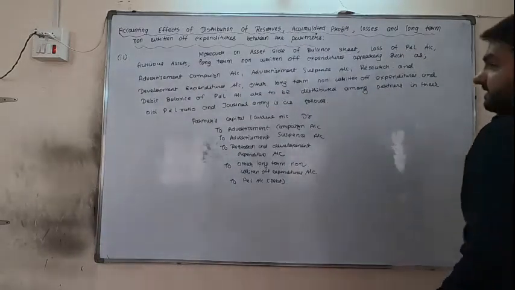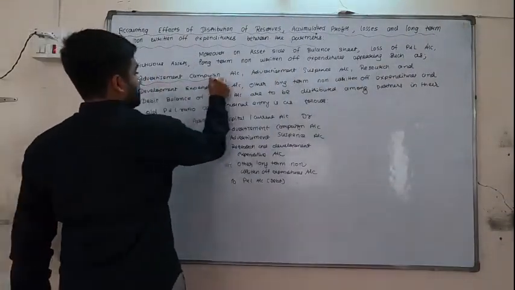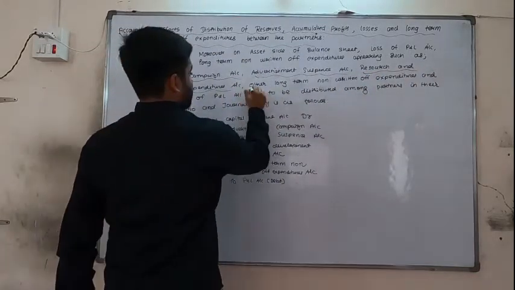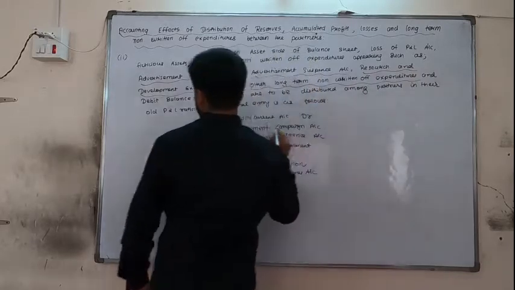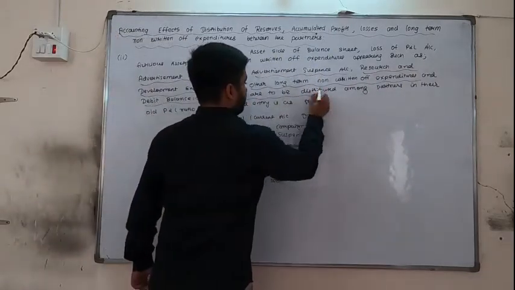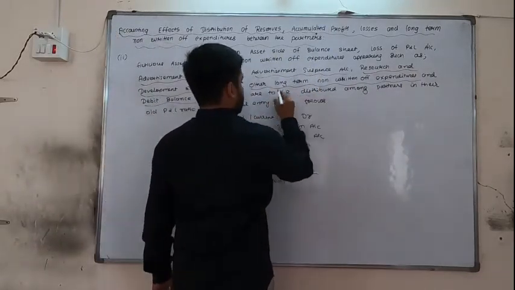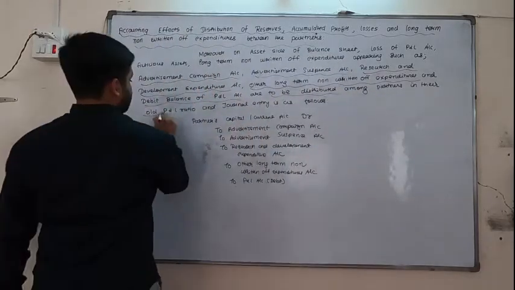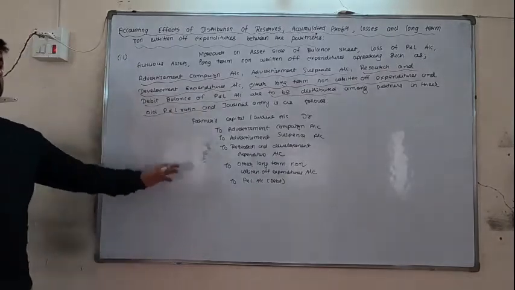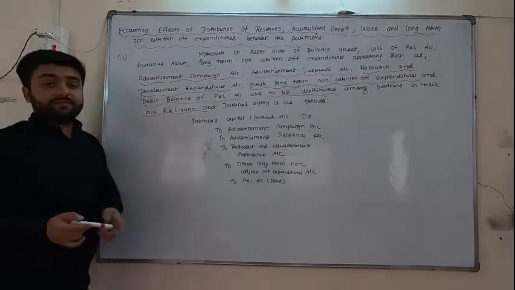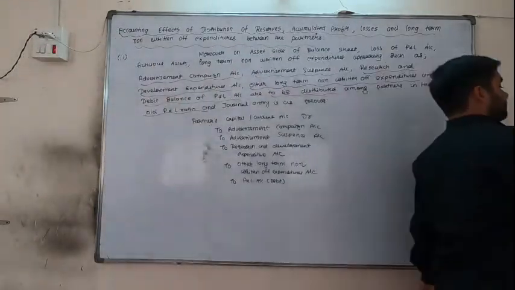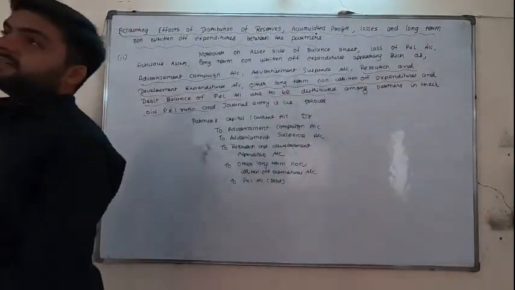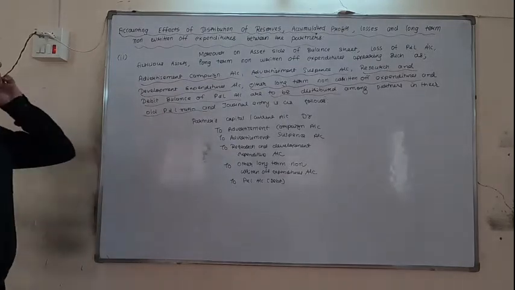So we have underlined again the names: advertisement campaign, advertisement suspense, research and development expenditures, other long-term non-written off expenditures, debit balance of P&L account to be distributed in old P&L ratio. Journal entry as follows. So 2 points we have written. Now we are solving the 12th sum, which is only for this journal entries, okay? And 13th sum we will solve tomorrow.